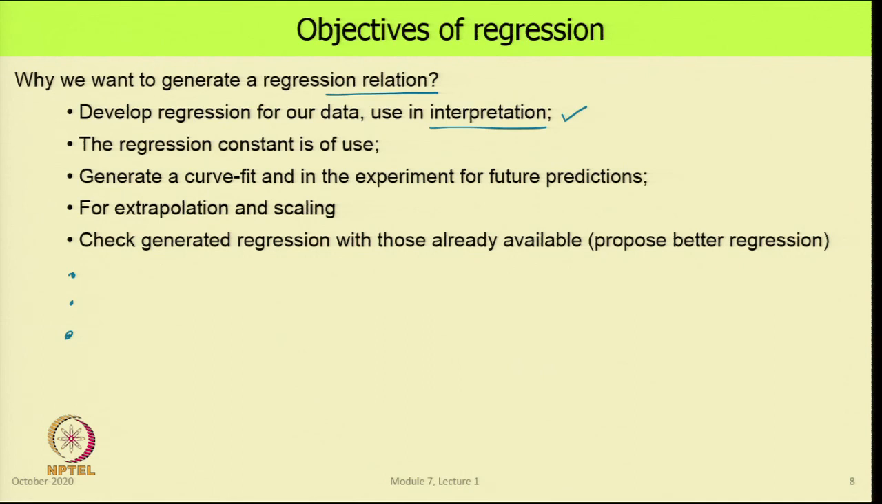The second reason is the constants that come out of a regression analysis, they are of use to us. For example, if it was a spring deflection and weights that were put here and deflection of a spring, then you would get some points like this, and we are interested in the slope. That is what we call the spring constant. So, that is an example of where we say that the regression constant is of use to us.